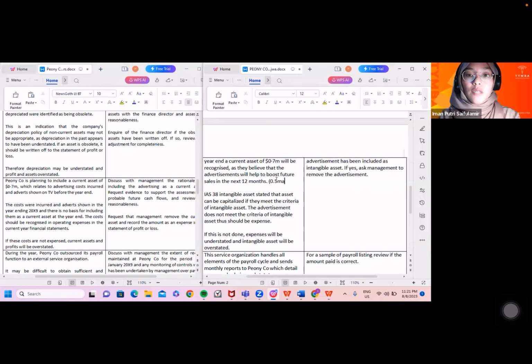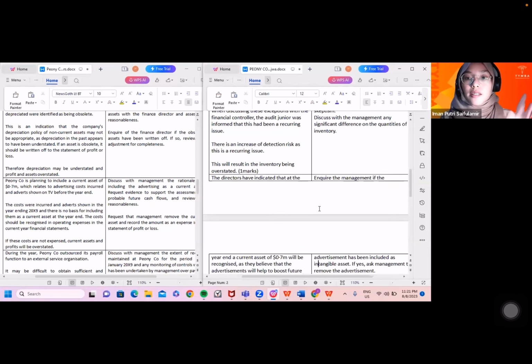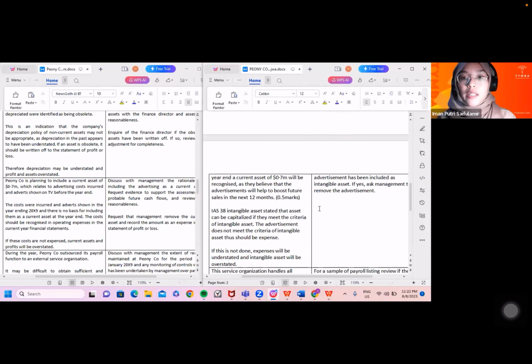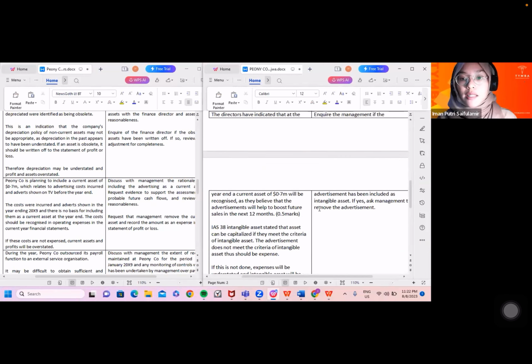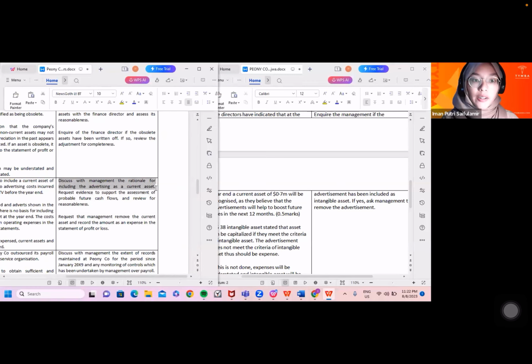So in this case, I can only give 0.5 marks because your explanation here is wrong, as it's not really related to IAS 38. Like I said, if you're not sure on the IAS, just don't talk about the IAS. If you get it wrong, the examiner may reduce your marks. Inquire the management if the advertisement has been included as intangible asset. If yes, ask management to remove the advertisement. Basically, we want to discuss with management the rationale of why they include the advertising cost as a current asset.